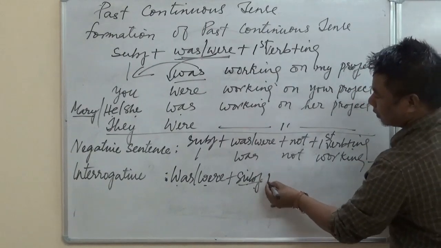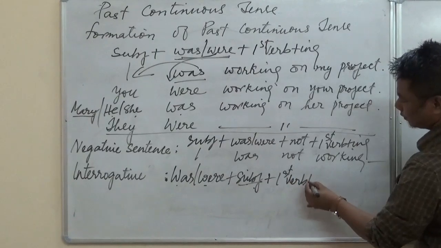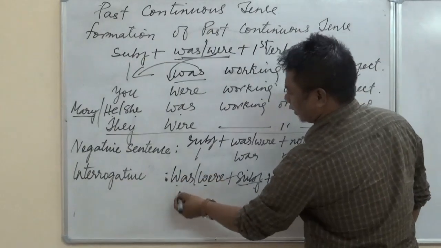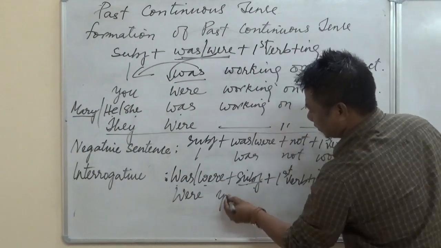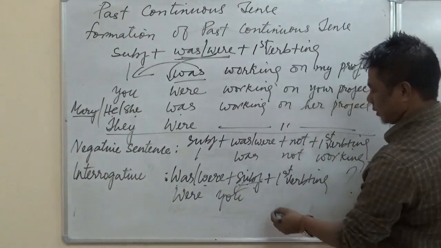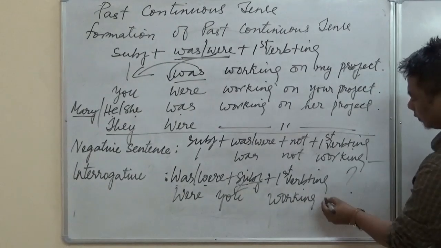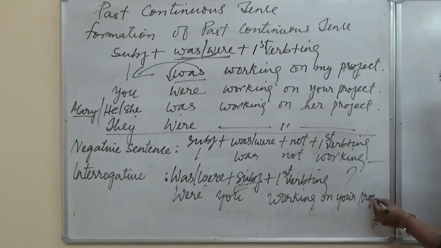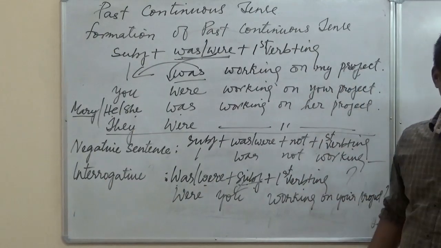Then the first form of the verb plus ing, then a question mark. So taking you as the subject: were you working on your project? Then a question mark. Then there is the negative interrogative form of the past continuous tense.